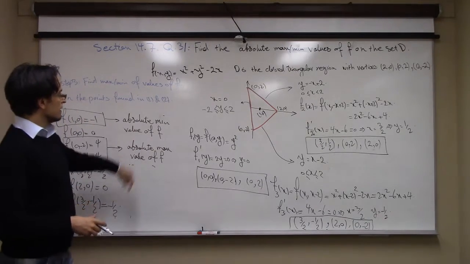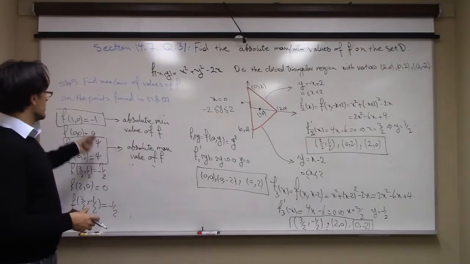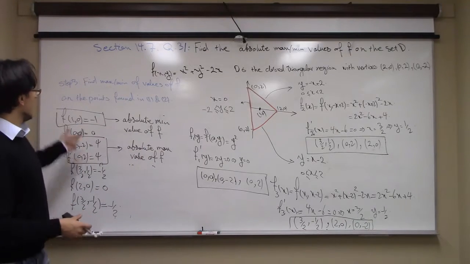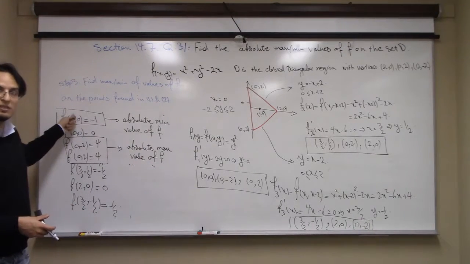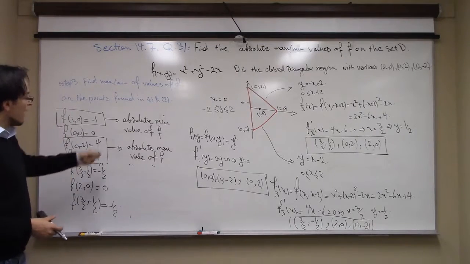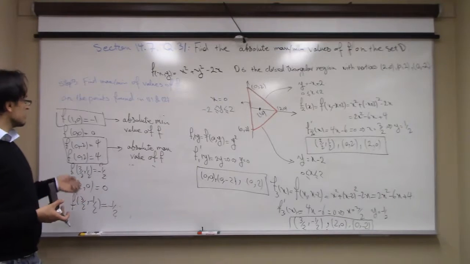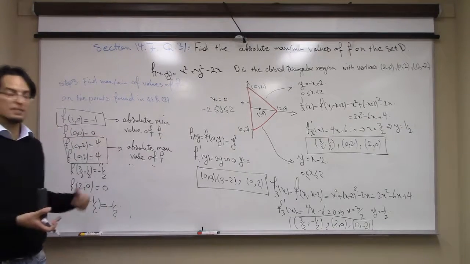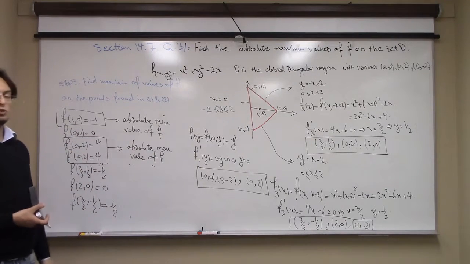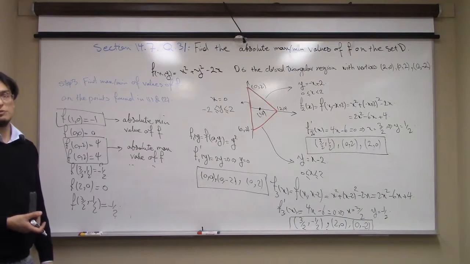So the absolute min of this function on that region is equal to negative 1, and it happens inside that region at point (1, 0). And the absolute max value of the function is 4, and it happens at 2 points, (0, 2) and (0, negative 2). Thank you.